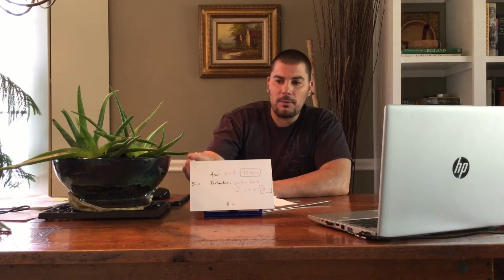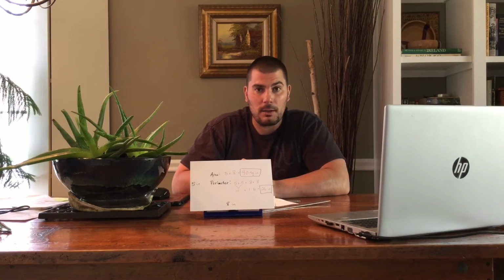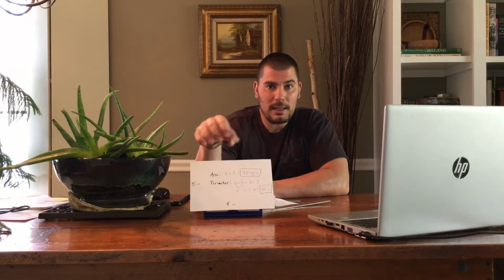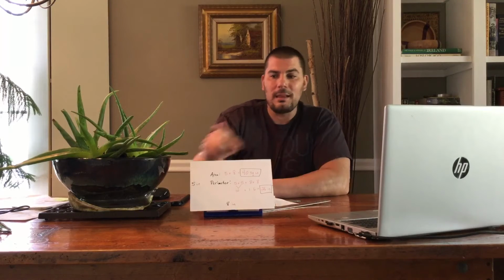So if I had a piece of yarn or a piece of string and I wrapped from this point here all the way around until I got back here, how long would that yarn or string have to be? In this shape here, it would take 26 inches of string to wrap the entire outside boundary. Now the inside would fit 40 square inches. The outside would take 26 inches to wrap around the outside.